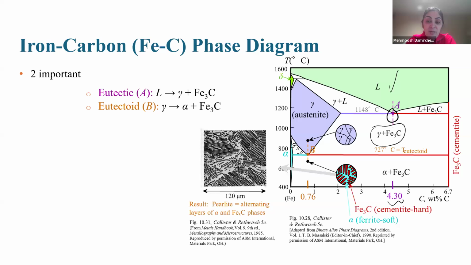Another very important one for us is eutectoid, the B point here, which I show in a different color. It's the B point or eutectoid. In the eutectoid reaction or point B, the composition is 0.76 weight percent carbon, and the eutectoid temperature is 727. It is the tie line you see here, this 727 temperature. Above that we have gamma phase or austenite, and below that we have ferrite and cementite.